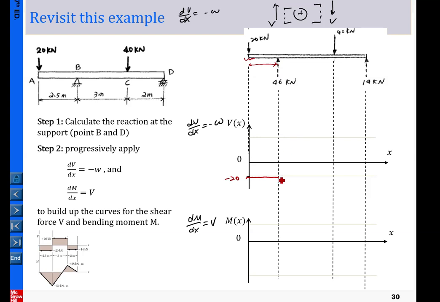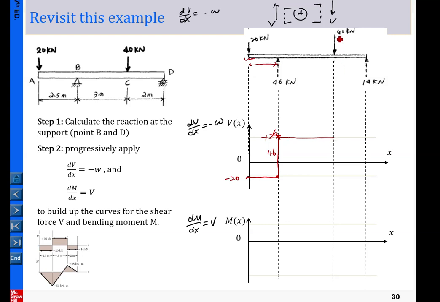So that 46 will push upward from the current value by 46, to here, positive 26. Okay, and now again in this segment there's no distributed loading, so dv/dx equals 0, which means v equals constant, and v remains 26. So here in this segment it is 26.